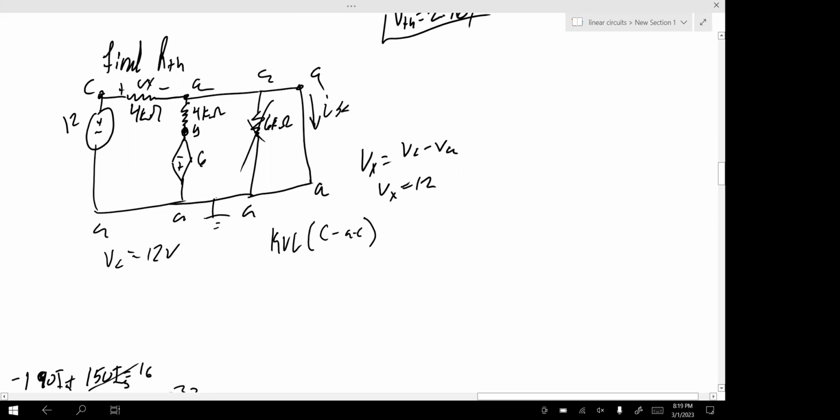So we can do just another KVL. Yeah, I'm thinking KVL like this, maybe. It's the same. Okay, so we got 12 minus this, that's my sign notation. Minus 12, plus 4. Wait, what am I doing? I'm actually getting stuck on this. Hold on.